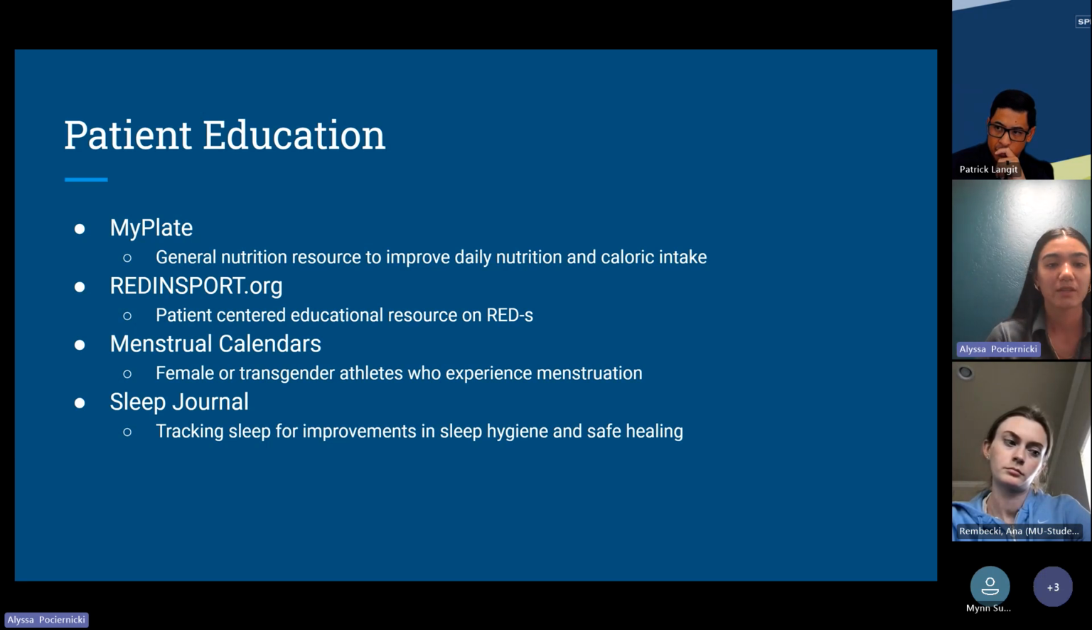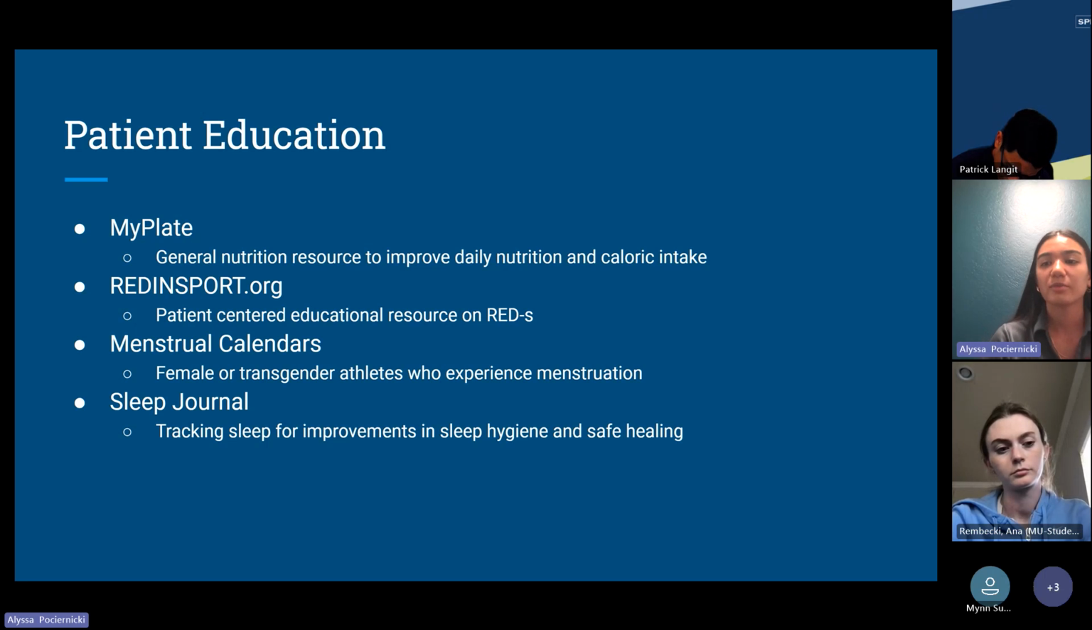For female or transgender athletes who do menstruate, I would recommend having them conduct a menstrual calendar so that they keep track of their menstruation: how heavy their flow was, what symptoms they had during the day, and how often they're getting their period. So if they're skipping months or having it constantly, keeping track of that gives them something to report to their primary care, or if they're seeing an OBGYN or gynecologist, they have something to present to get it checked out.